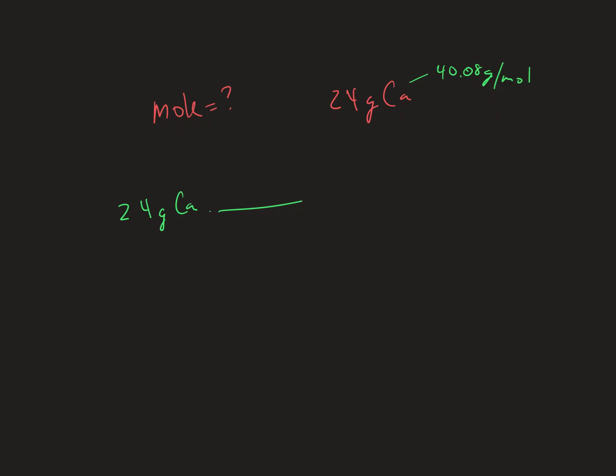Okay. So what goes on bottom? Grams of calcium, and we want moles of calcium on top. So 1 mole has a mass of 40.08 grams. That goes away. So we take 24 and divide by 40.08. Make sense? Okay, what else?